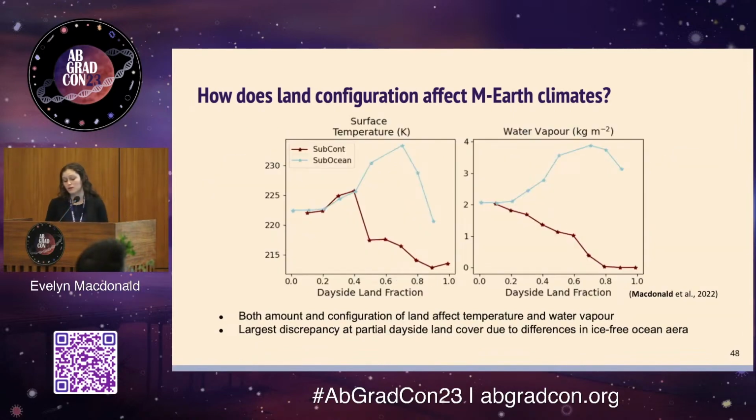This is what this looks like globally. On the x-axis, we have day-side land fraction, so the size of the circle for these two land map types. And on the y-axis, we have temperature on the left and water vapor on the right. You'll notice that there's the largest discrepancy between the two at partial day-side land cover. So when it's not an aquaplanet or a land planet, but somewhere in between, it really matters a lot where the land is, because that influences the amount of ice-free ocean that's available on the planet for evaporation and putting moisture into the atmosphere. And these curves follow each other. So this is already a climate uncertainty that we need to think about.